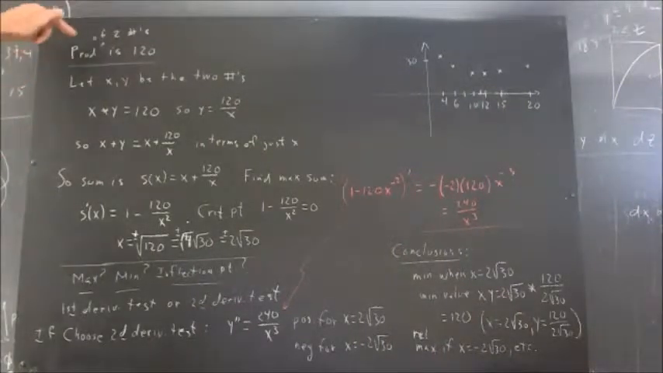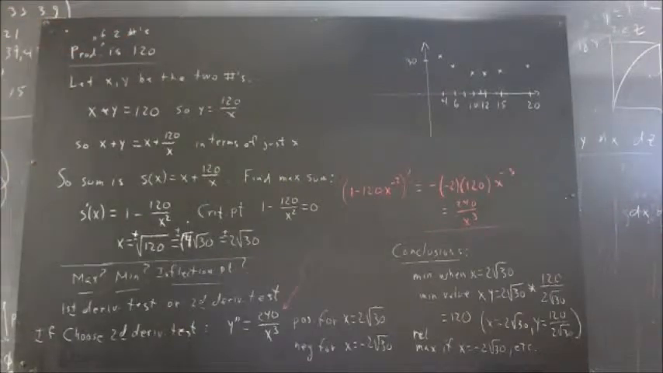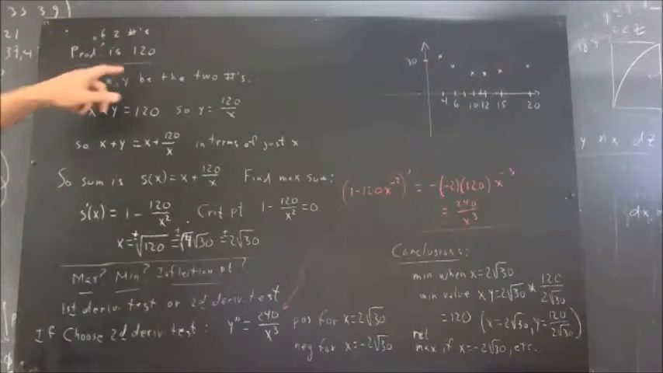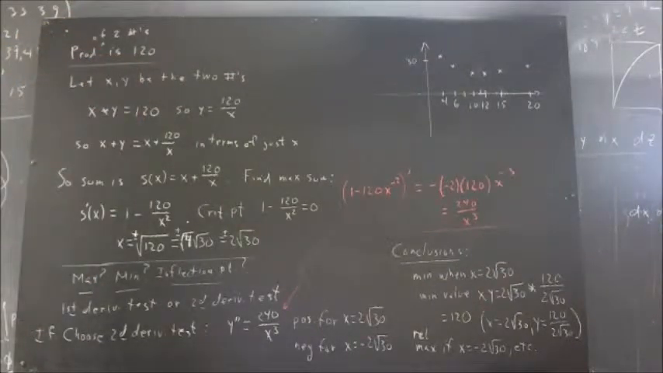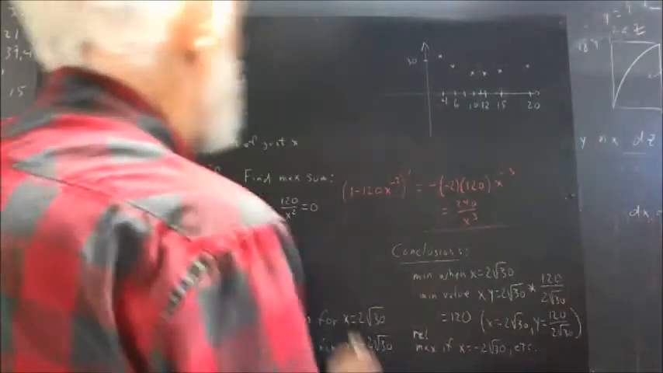We're given that the product of two numbers is 120, and we're trying to find whether that sum has a maximum or a minimum, depending on what the two numbers might be. If we think about it for just a minute, what are some pairs of numbers that give us 120? We can actually graph those pairs over here.